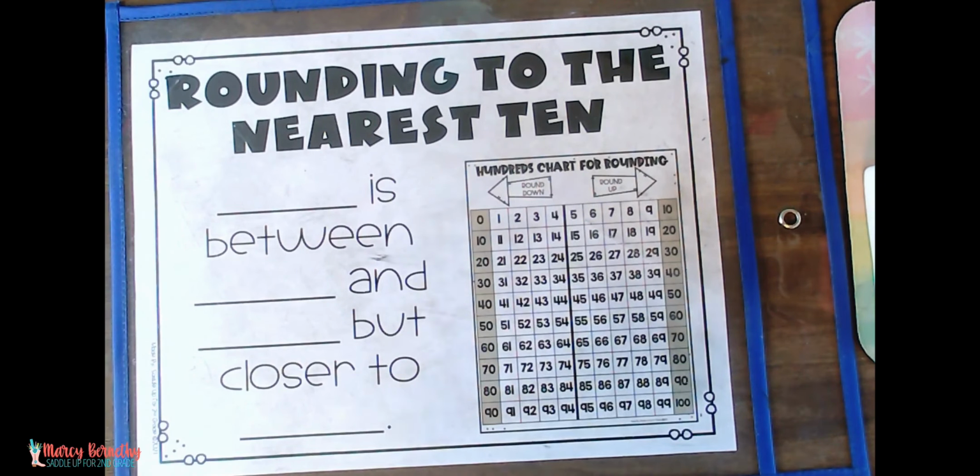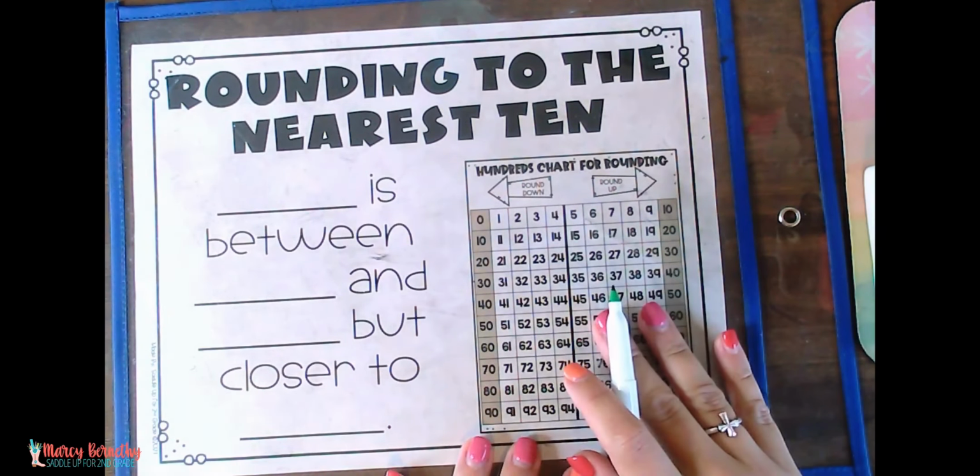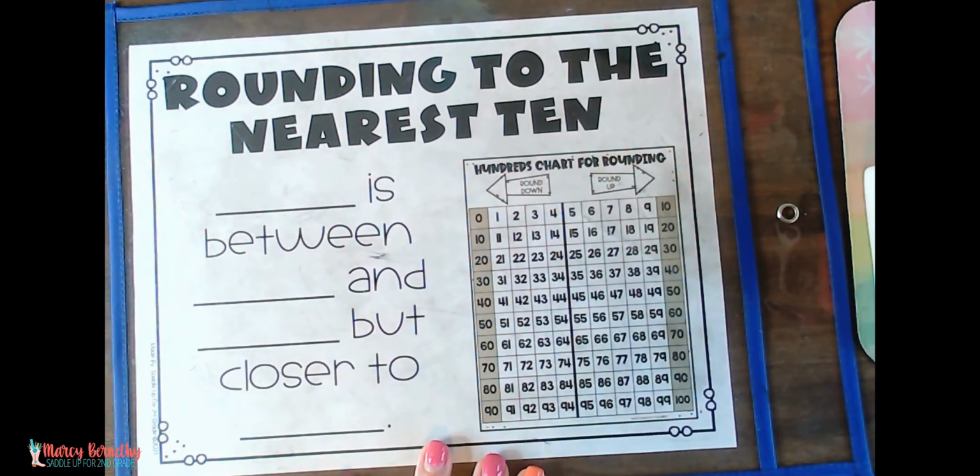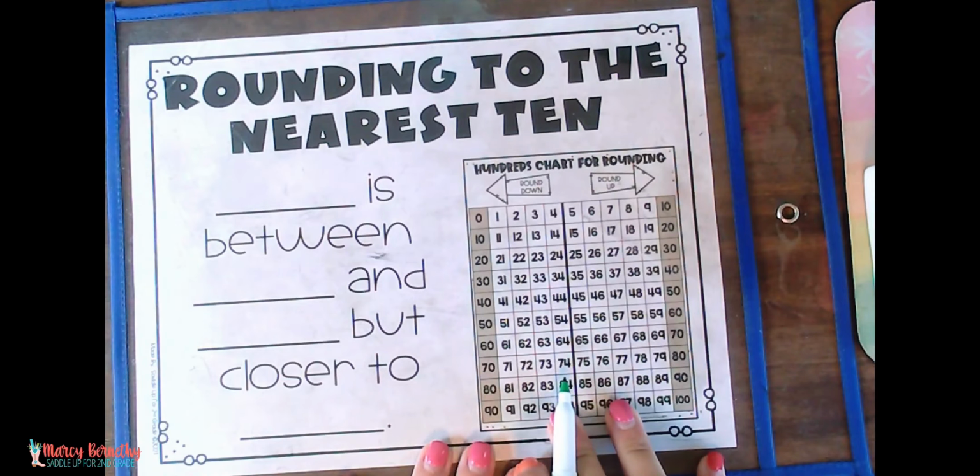Another way that I like to practice rounding to the nearest 10 is by using an interactive work mat and a PowerPoint. Now I have a PowerPoint that goes along with this activity and kind of guides them through their thinking and prompts them with different questions. But I'm not going to show you that PowerPoint. I'm just going to show you the work mat that goes along with it.